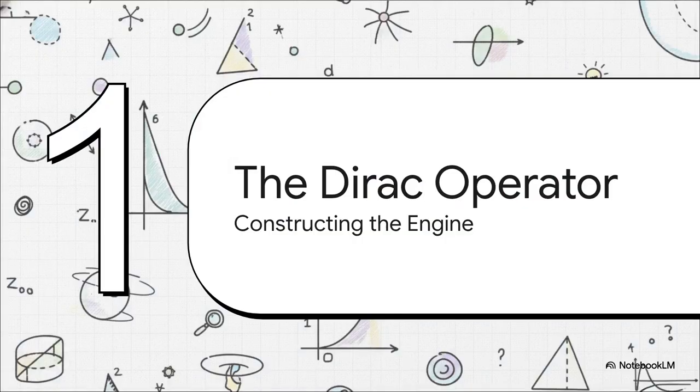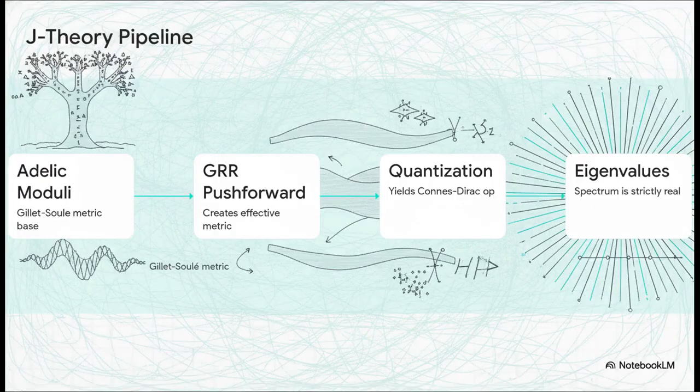Moving right along to step two, constructing the Dirac operator. Now, we know from the Hilbert-Pólya conjecture that if we can just find a self-adjoint operator governing this spectrum, its eigenvalues are guaranteed to be strictly real. So let's engineer that missing weapon. We're following the J-theory pipeline here. We don't just start with a simple manifold.